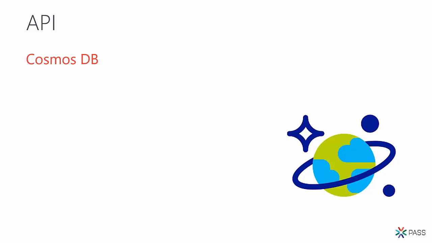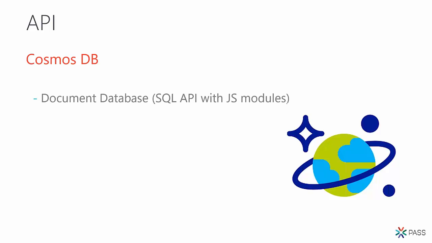Something else that's different about Cosmos, just to keep in mind, is that it offers multiple APIs, okay? So you don't just communicate to Cosmos in one way. For example, with SQL Server, obviously, you communicate through T-SQL, right? Cosmos DB offers the document database type of API, which is a SQL API, so you can do select queries on it. And it uses JavaScript for modules, modules being stored procedures, triggers, functions, right? So that's one way.